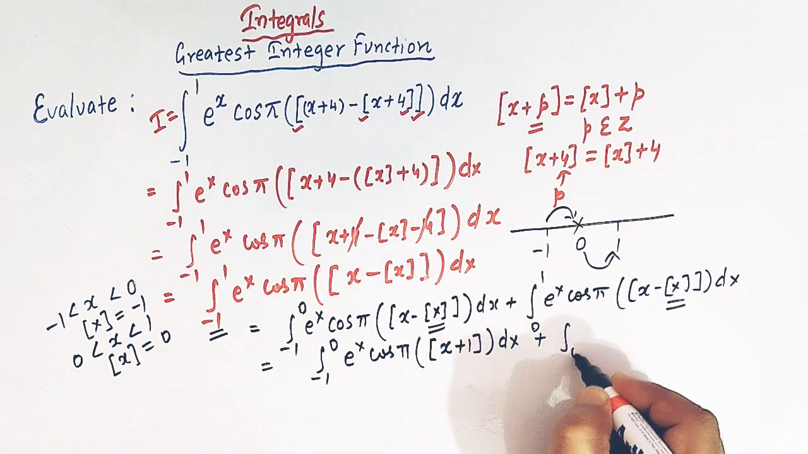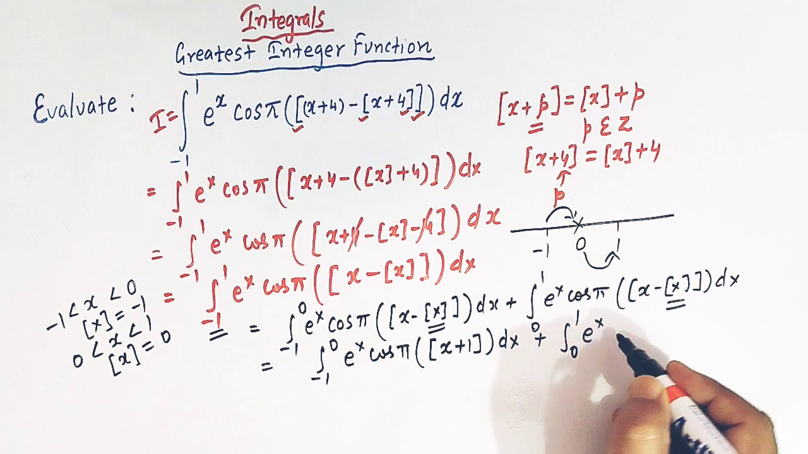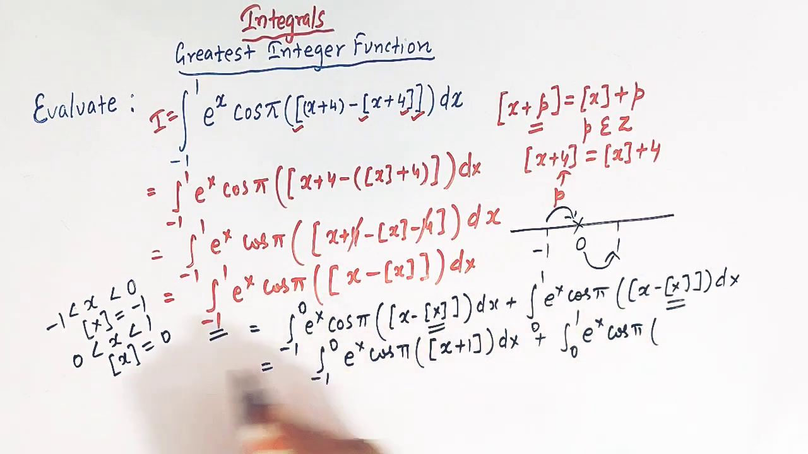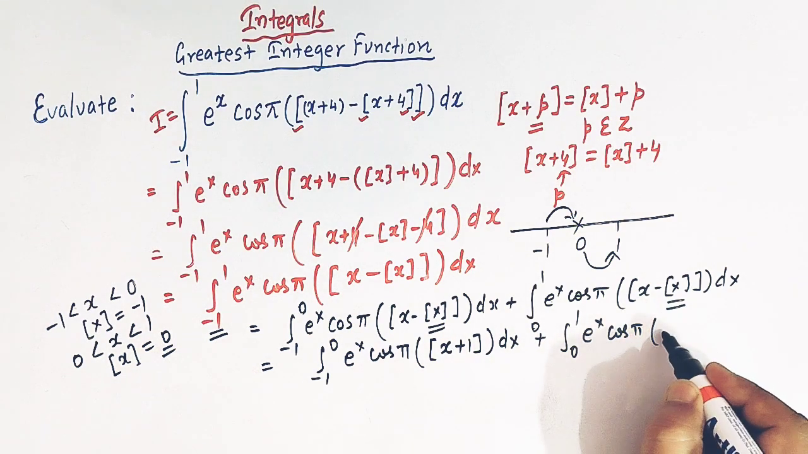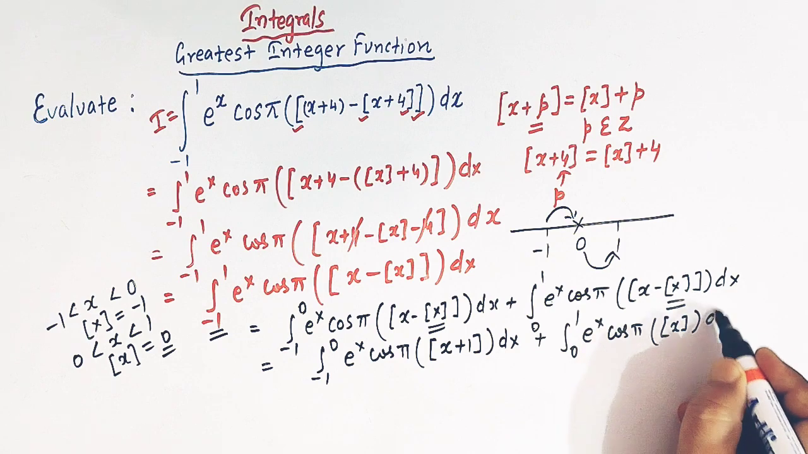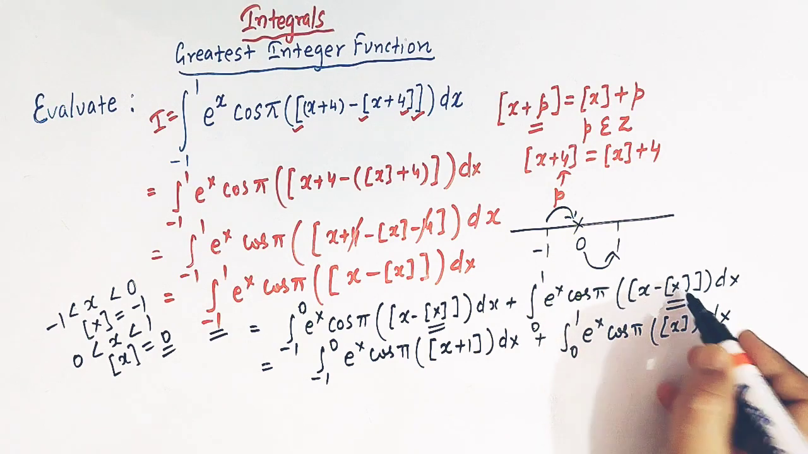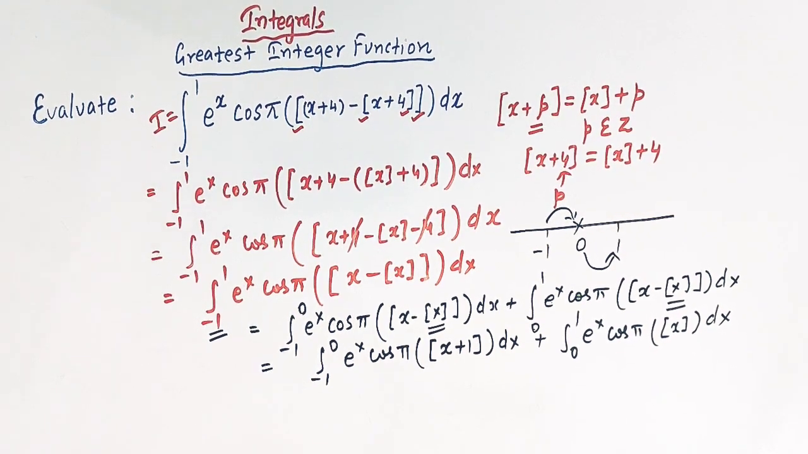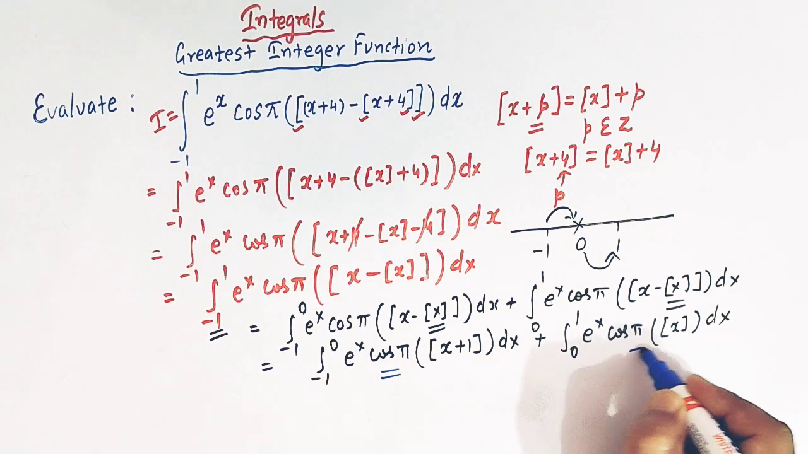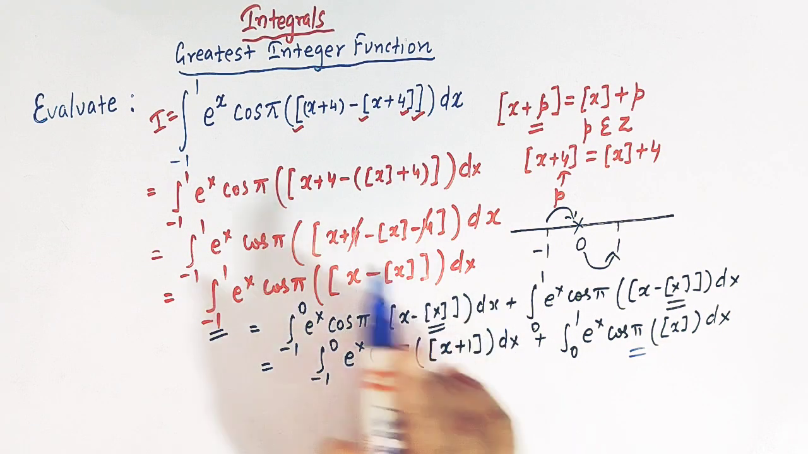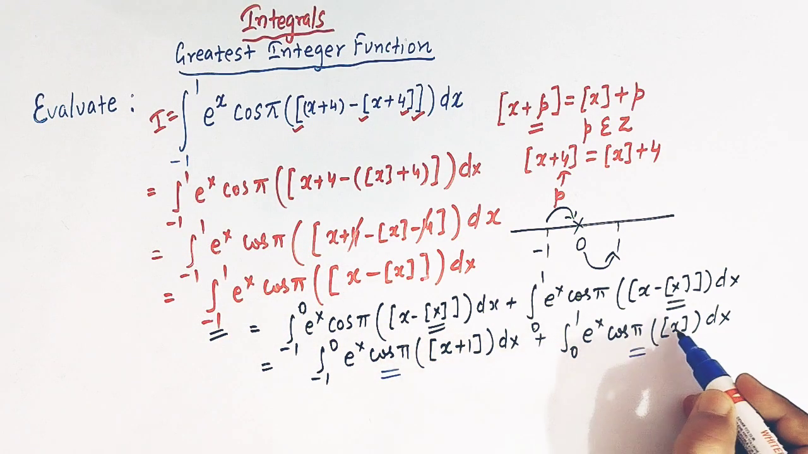And here we have 0 to 1 e raised to x cos pi, and here greatest integer of x is 0, right? So we have simply greatest integer of x here, because this is x minus 0, so that is simply x. So now we have these two integrals, and still in the integrand we have the greatest integer function, right?